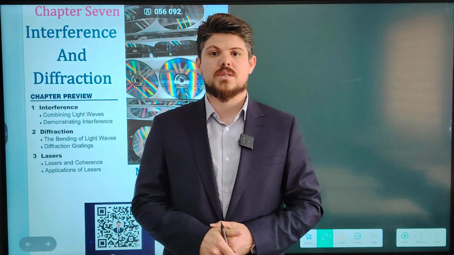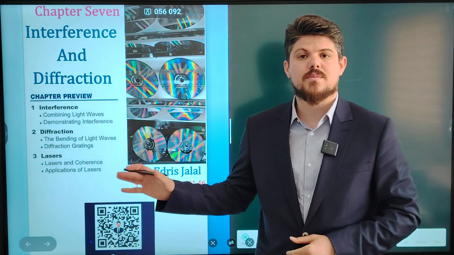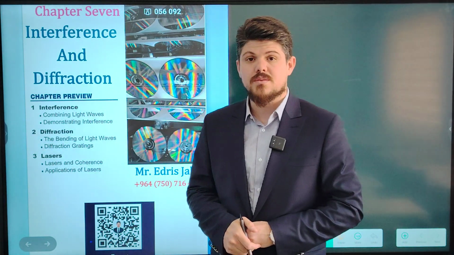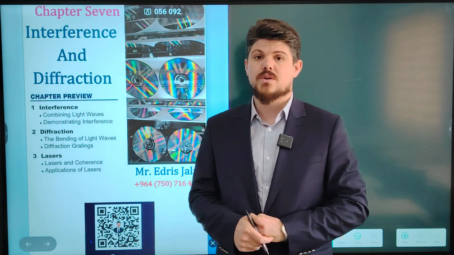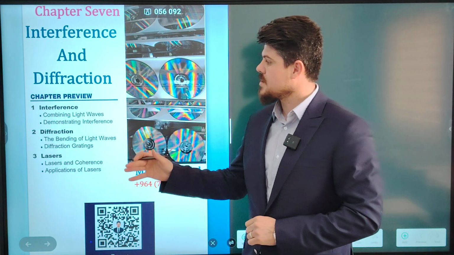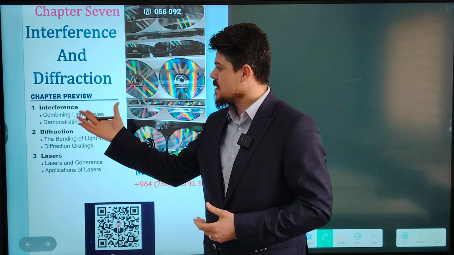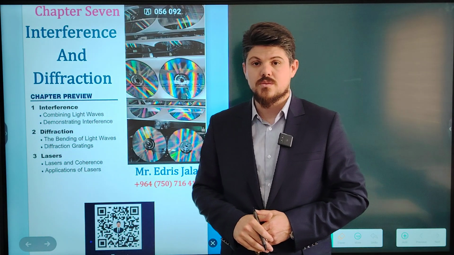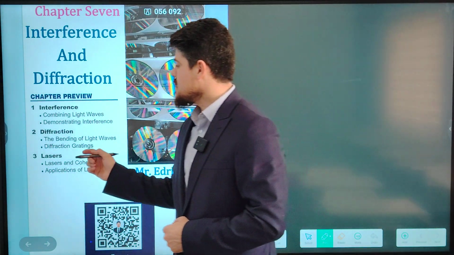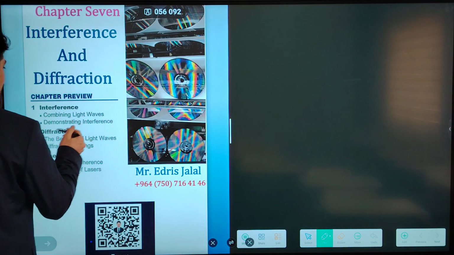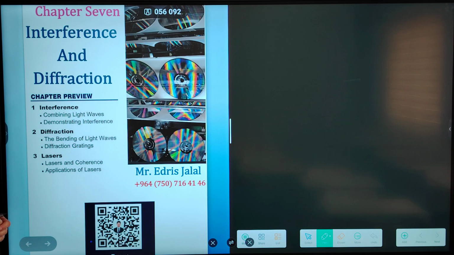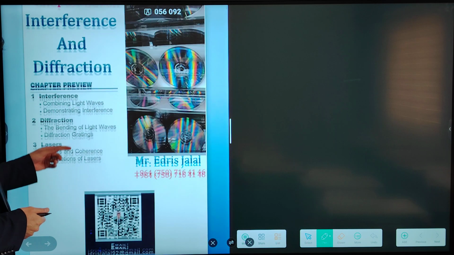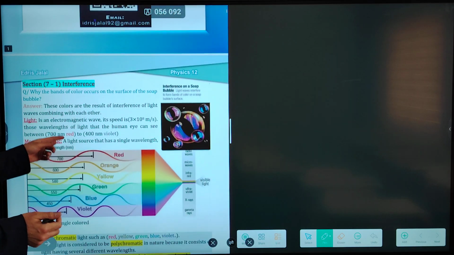After we finish with chapter 6, today we are going to explain chapter 7 about interference and diffraction. In this chapter, as you know, we have three sections. Section 1 is about interference, Section 2 about diffraction, and Section 3 about lasers. In Section 1, we will focus on combining light waves and demonstrating interference by using double slit interference.